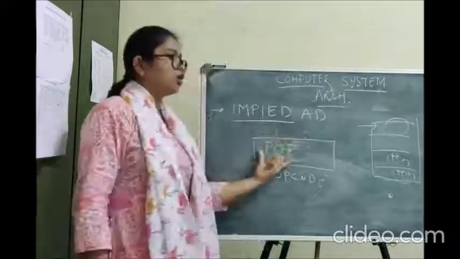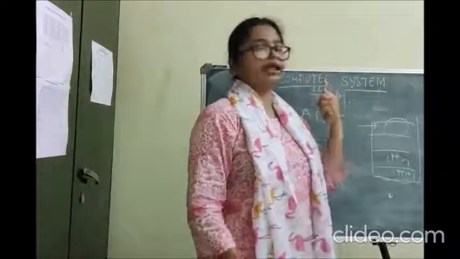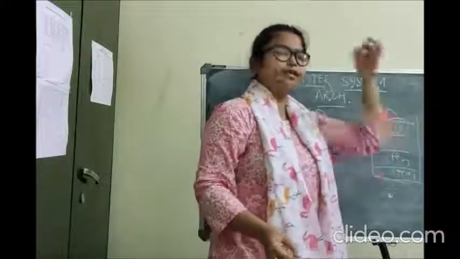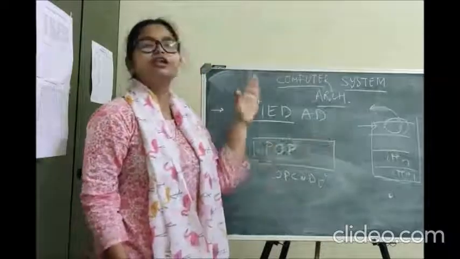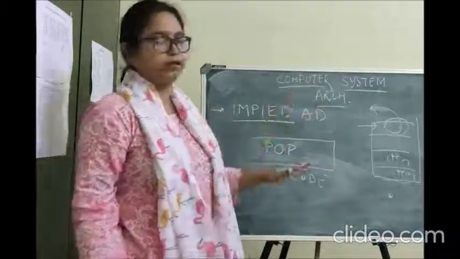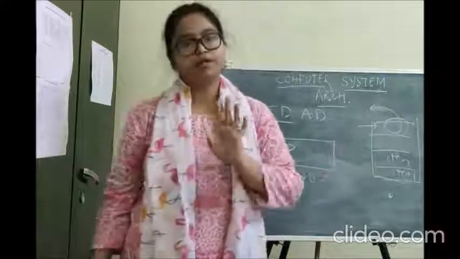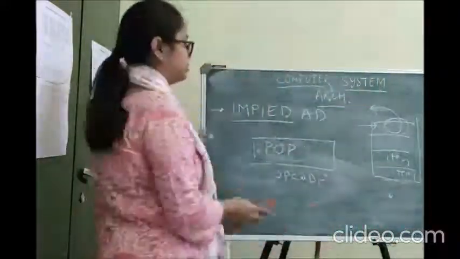So once we call pop, what will the ALU do? From the stack, the top element is popped out. Here we need not specify any operand. The ALU will understand that it has to just get the top element out. Okay, so this is how implied addressing mode works.